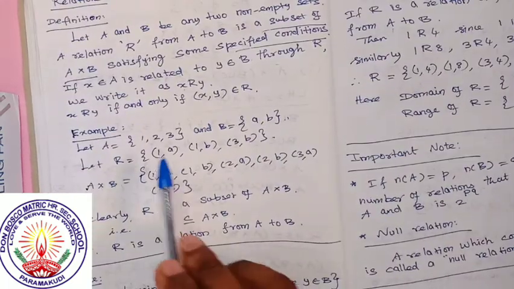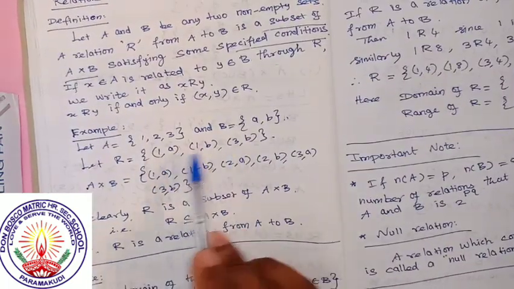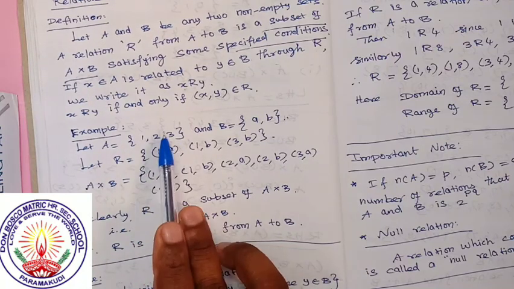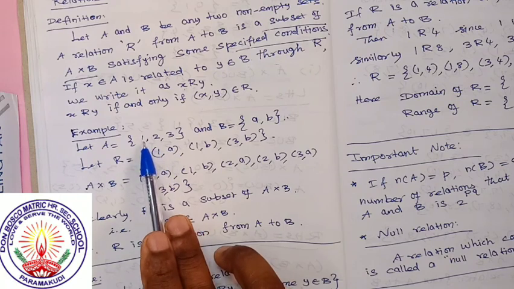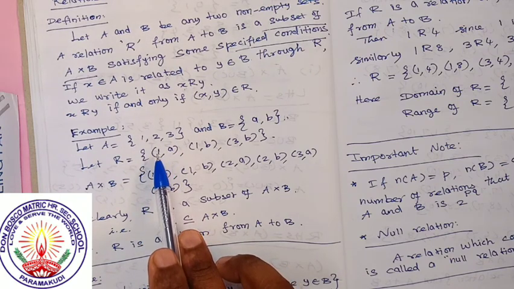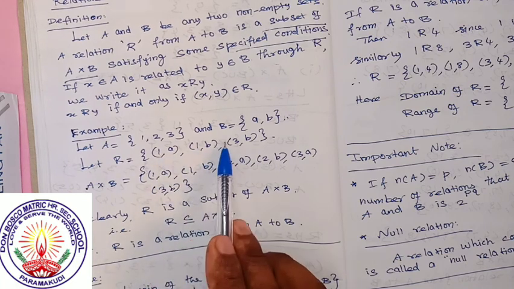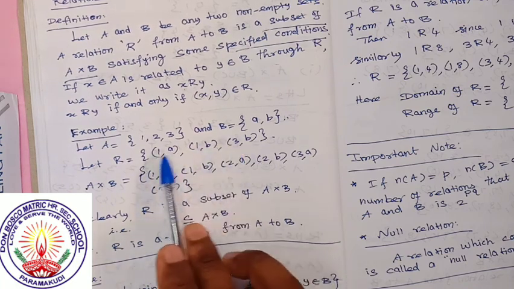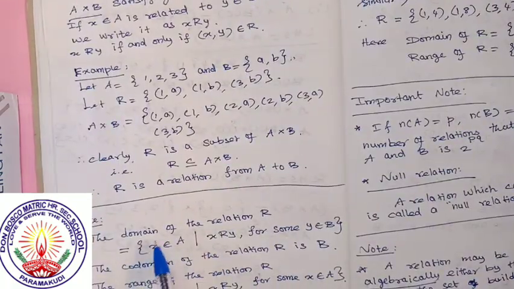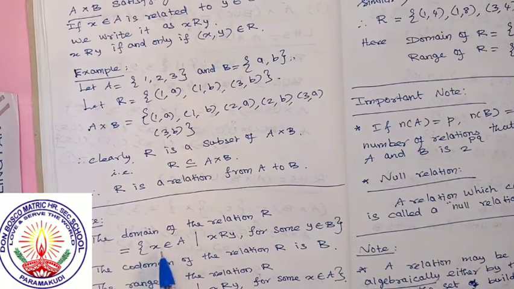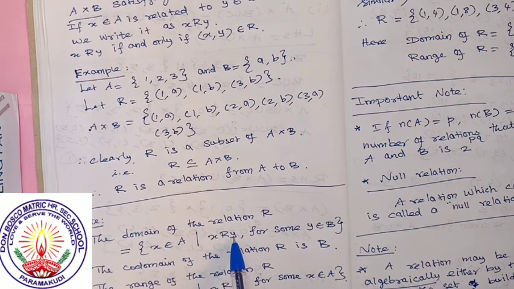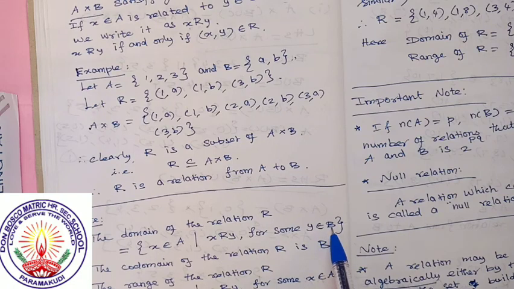Look at this example. The numbers 1, 1, 3 are the elements of capital A, but we have not written all the elements of capital A. Here there is no 2. 1 and 3 only are in the relation. Therefore, the elements belonging to the first coordinates are the domain. Therefore, the domain of the relation is the set of all x belongs to A such that x is related to y for some y belongs to B.